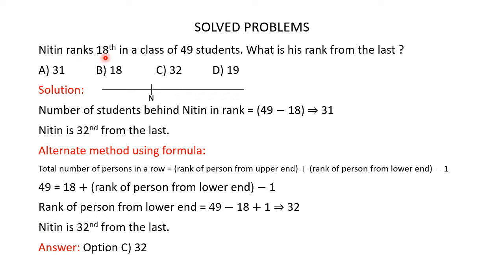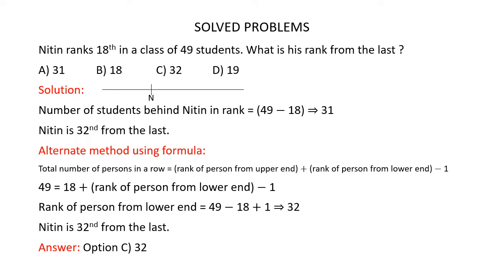Nitin ranks 18th in a class of 49 students. What is his rank from the last? You are given four options and you have to find out which of these options is the correct one. Now it's given that Nitin ranks 18th in a class of 49 students. So this line represents 49 students and Nitin is ranked 18th in this class.